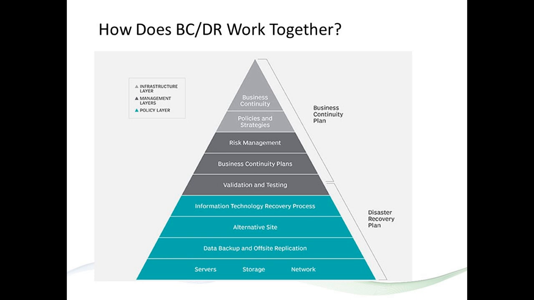So let's break this down a little bit. If you see the pyramid here, the top of it really deals with business continuity. This includes designing and creating policies and procedures that will ensure that your essential business functions are available both during an event or a disaster as well as after that disaster subsides.